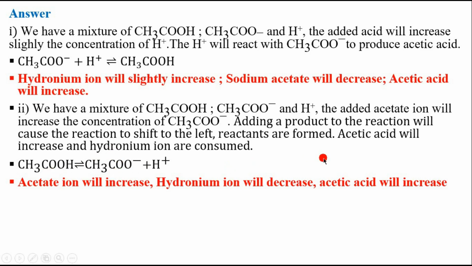So that means here we have the reactant. Acetic acid will increase and hydronium ions are consumed. So that means here we are increasing the acetic acid. The hydrogen also will decrease because it will be reacting with the added acetate ion. So here acetate ion will increase because we are adding it. Hydronium ion will decrease because it will be reacting with the acetate and reducing.